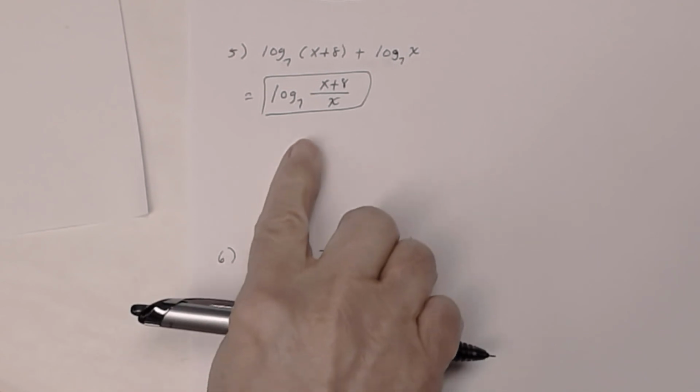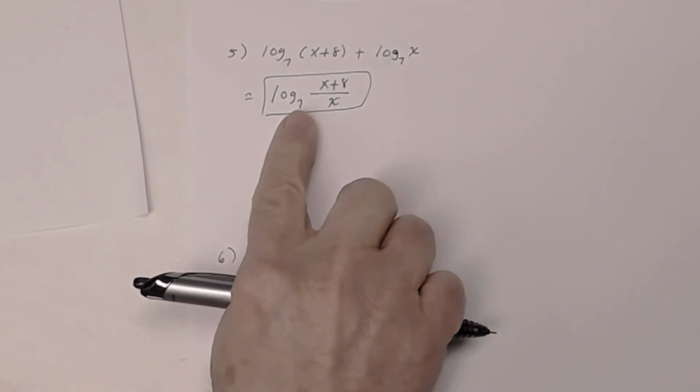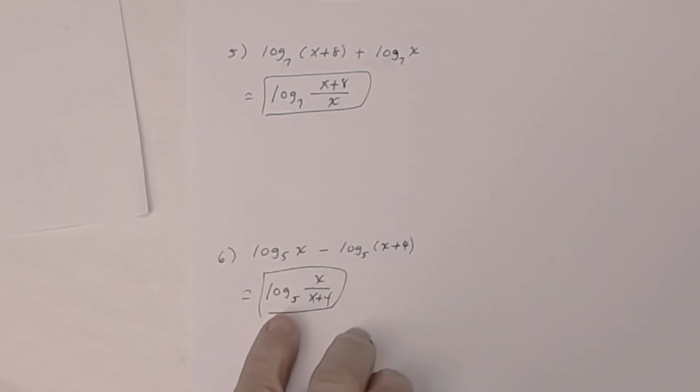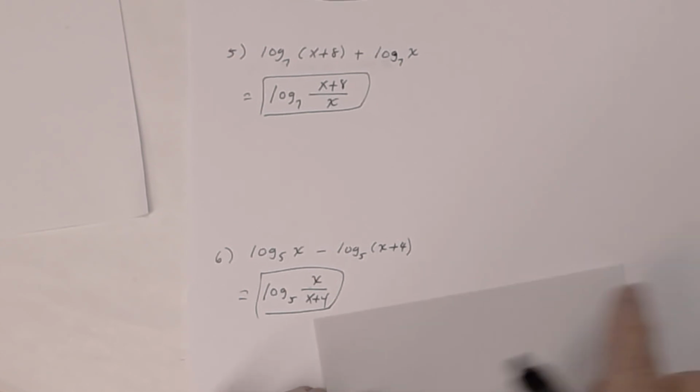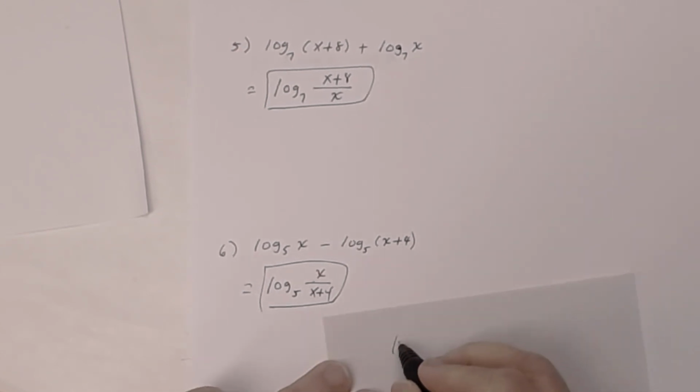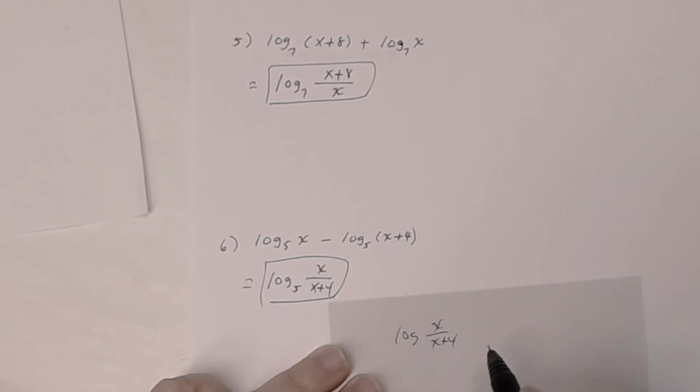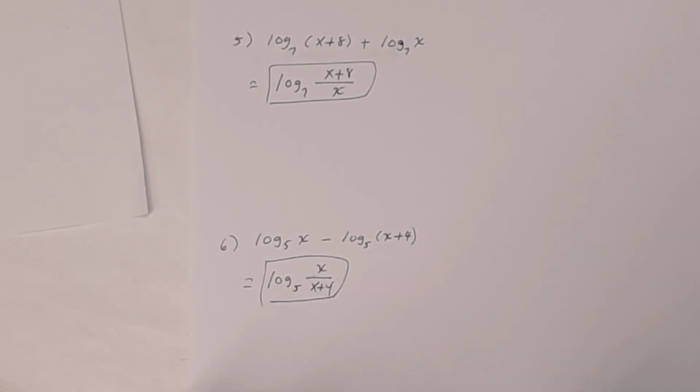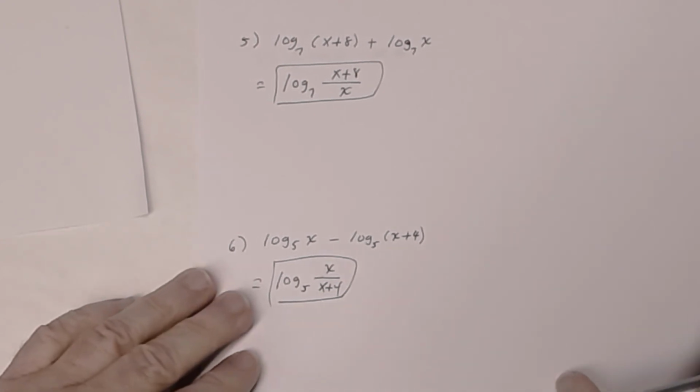Now be careful. In every single case, notice I was very careful to make sure the base was listed. Okay, if you mistakenly leave the base off, so in other words, if you wrote this right here as log of x divided by x plus 4, that's not correct. Because that right here, remember, if there's no base here, that's understood to be base 10. Okay, so be careful. All right, number 7.